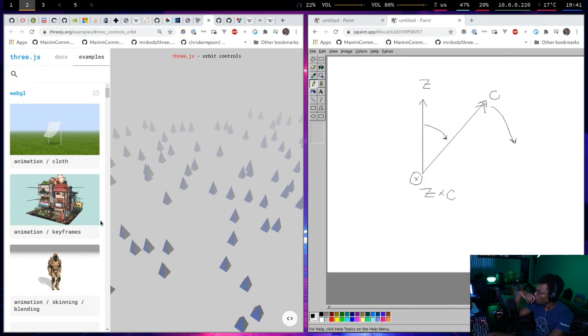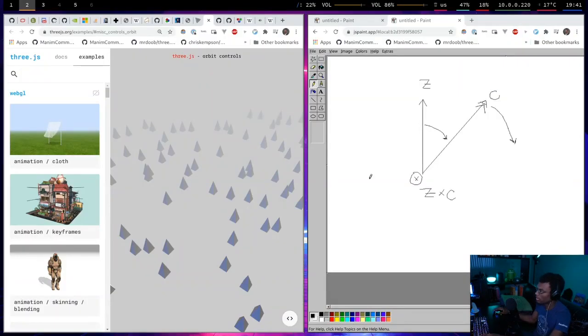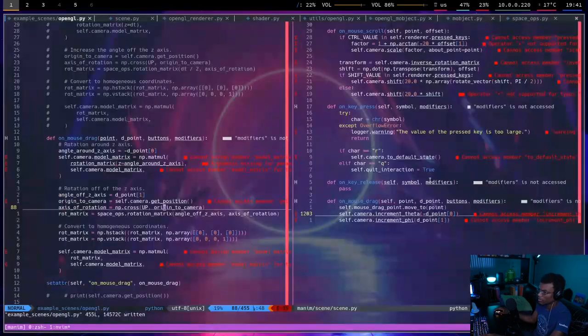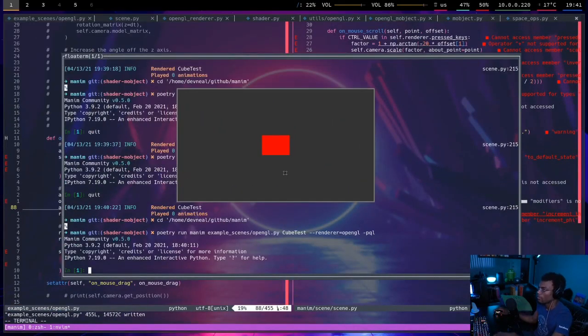Hmm. There has to be something wrong with this computation, I guess. The axis of rotation is the cross product of the up vector with this vector, then rotating around that. Actually, it's not even clear what information would be helpful to debug this.